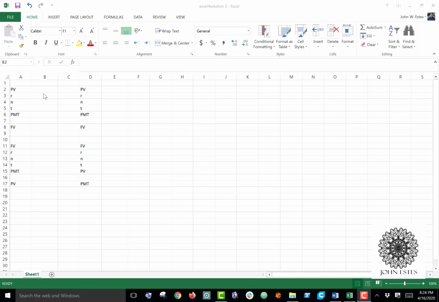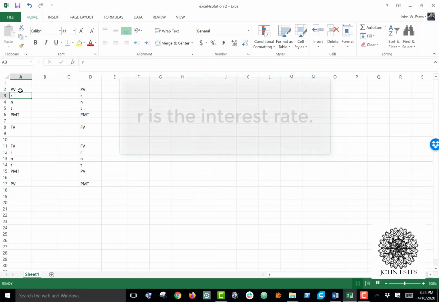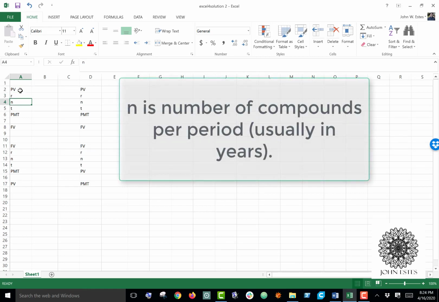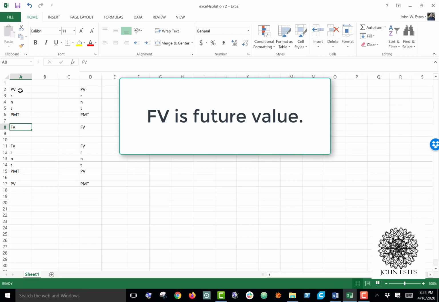All right, so first thing is I've already got my 4 questions set up here in A2 through 8, D2 through 8, and then A and D 11 through 17. And just to let you know, these variables: PV means present value. That means the principal, what you're starting with. R is your interest rate. N will be the number of compounds per period, so like quarterly would be 4, for example. T is time in years. PMT means payment, what our payment is, and FV means future value, or what we hope to obtain.